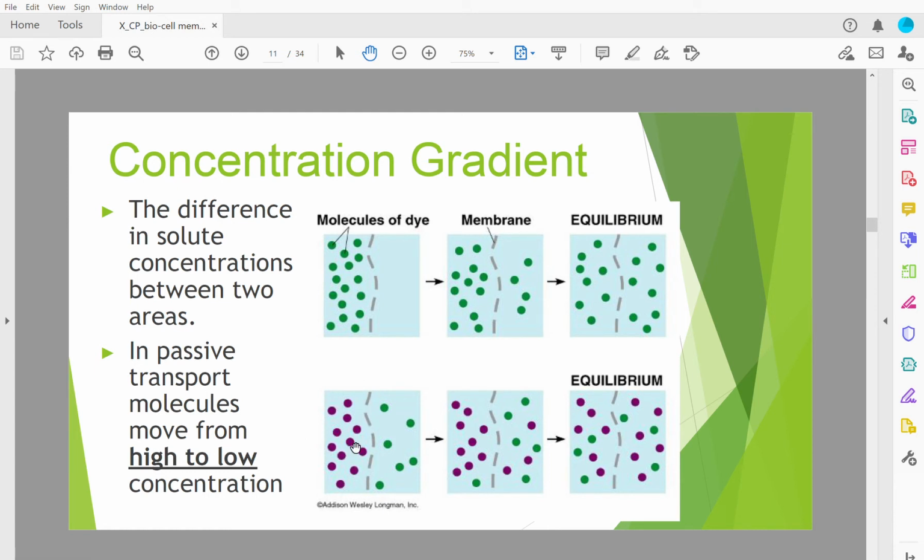On the left you have more molecules and more molecules on the right, of green molecules and purple molecules, so they're going to blend together to make the same amount on both sides of each, causing equilibrium. And that is again going from high concentration to low. So no energy is required to make this happen. It just happens because there's more on one side than the other.